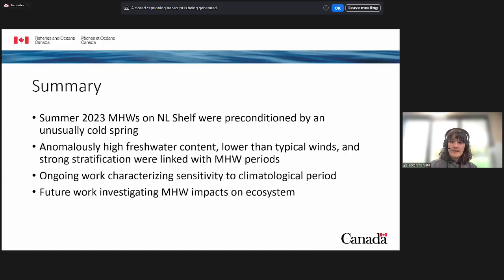All right, so in summary, the 2023 marine heat waves on the Newfoundland and Labrador shelf were preconditioned by an unusually cold spring. The marine heat wave periods were associated with high freshwater content, lower than typical winds, and strong stratification. We also have ongoing work characterizing the sensitivity of the marine heat wave metrics that are applied in this study to that choice of the climatological period.